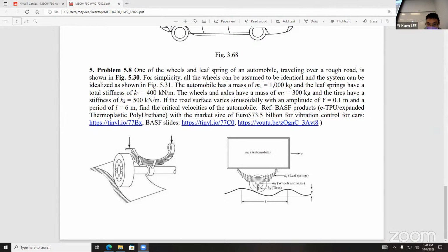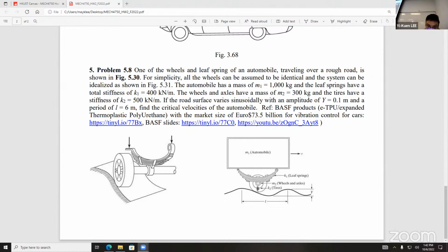And another one is vibration in the automotive industry, right? If we have a wheel and lift spring of a car traveling on a bumpy, rough road, and you know the mass of the car and the lift spring constant, and also give you this kind of 1 and 2, the wheel. In this case, the road condition can be simplified, right? In a very simplified way, defined as y equals 0.1 meter, here this bumpy road, right? Can you find the critical velocity of the car?